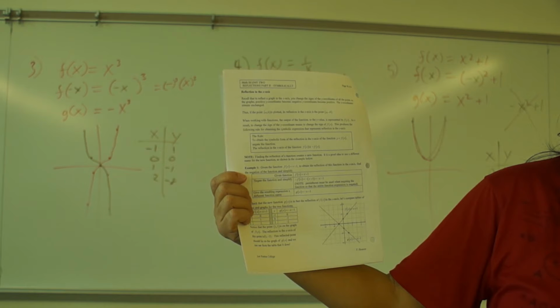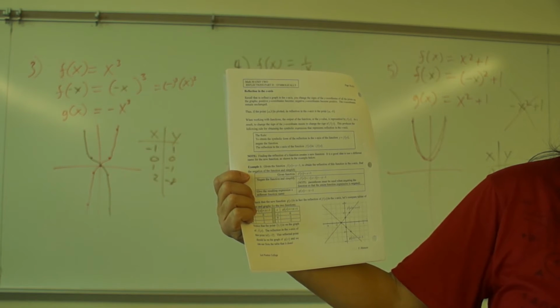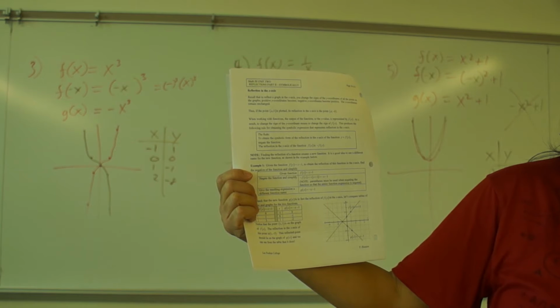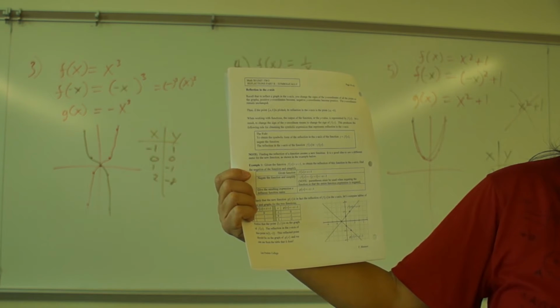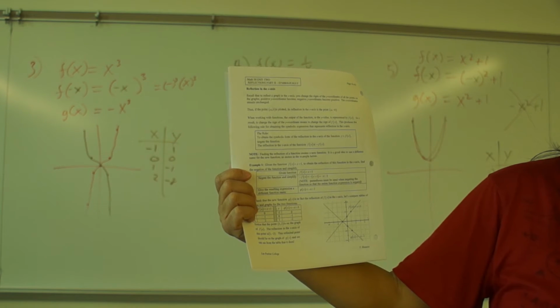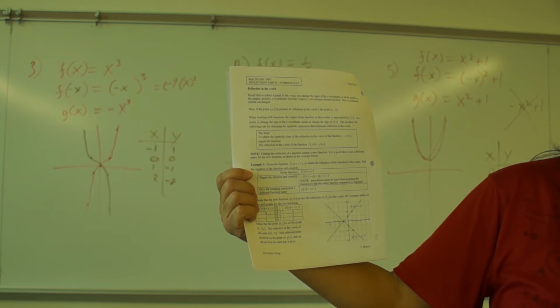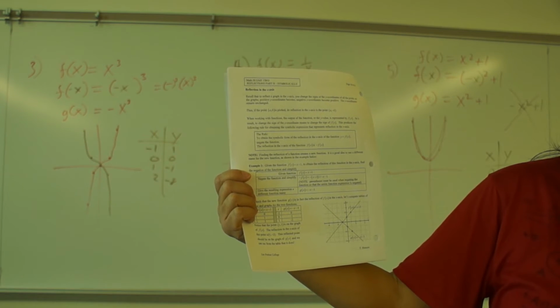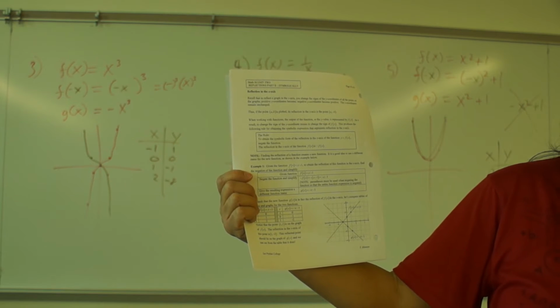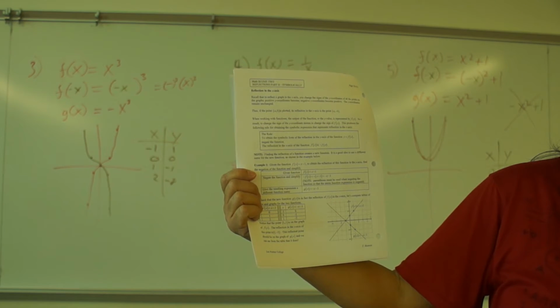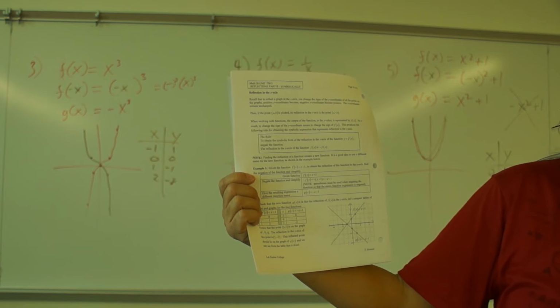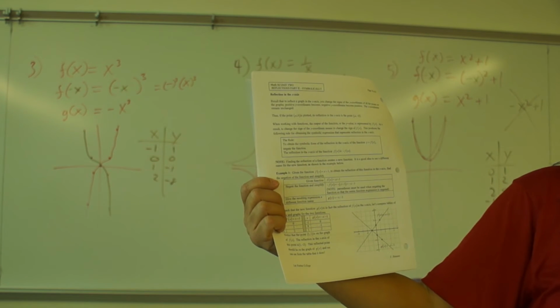Thus, if the point (a, b) is plotted, its reflection in the x-axis is the point (a, negative b). When working with functions, the output of the function, or the y value, is represented by f of x. As a result, to change the sign of the y-coordinate means to change the sign of f of x. This produces the following rule for obtaining the symbolic expression that represents reflections in the x-axis.